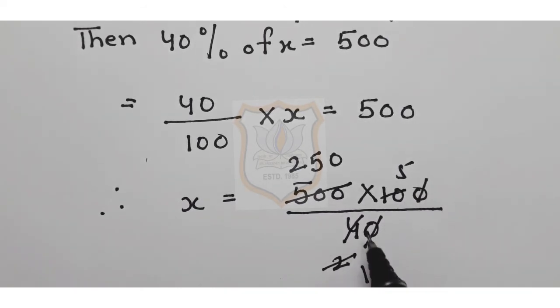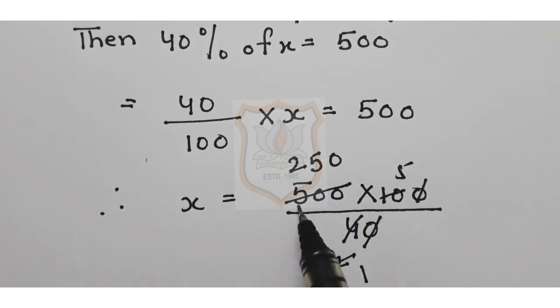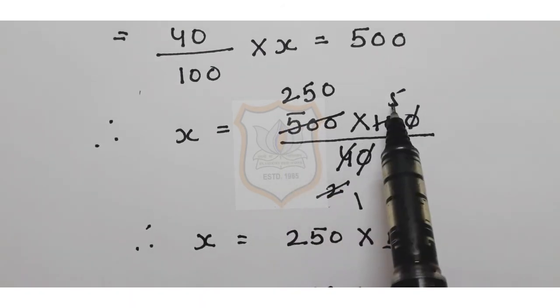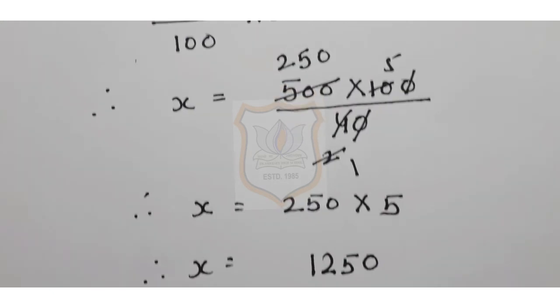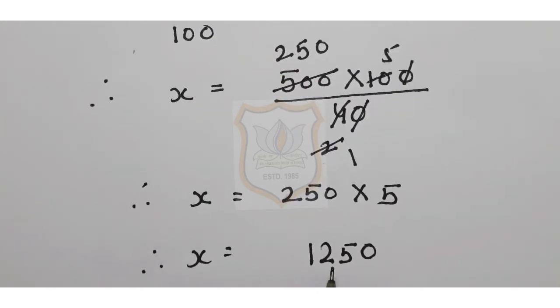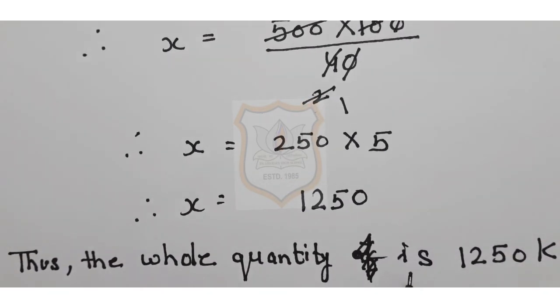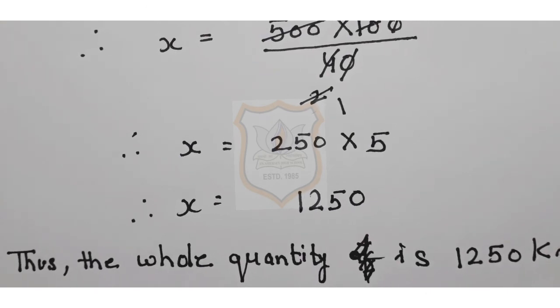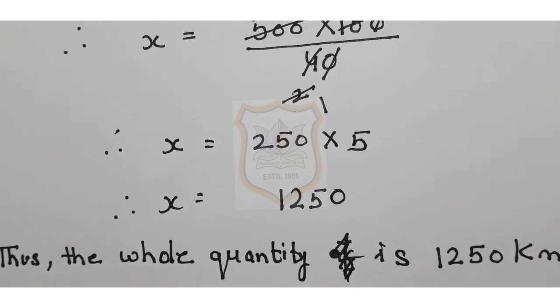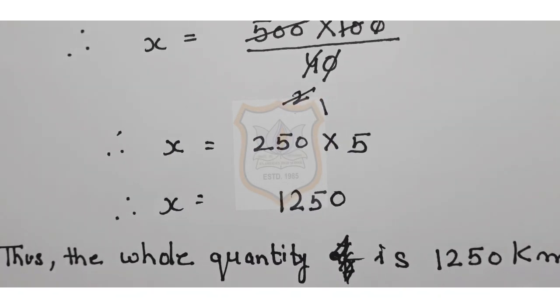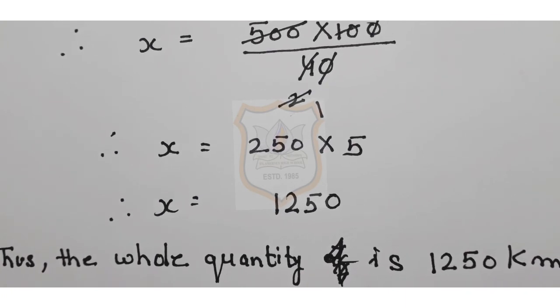0, 0 cut. 2 twos are 4, 2 fives are 10, 2 ones are 2, 2 250s are equal to 500. So the value of x is equal to 250 into 5. 250 into 5 comes to be 1250. Thus, the whole quantity is 1250 kilometer. You have to write kilometer also, students. So thus the whole quantity is 1250 kilometer.